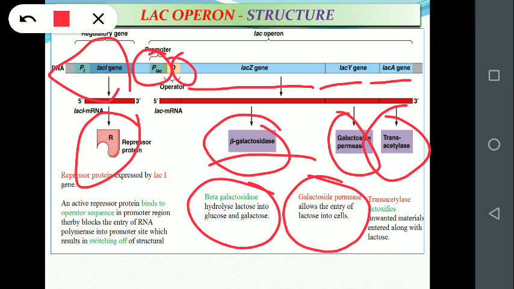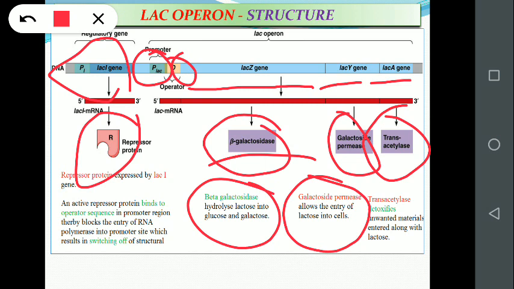So what is the promoter sequence? We have already seen the promoter in transcription. Promoter is the region where the RNA polymerase binds. So we have the -10 region and the -35 region. All these things we have already discussed in the transcription process. There must be a promoter site for each and every gene, otherwise transcription won't take place. So promoter is compulsory.